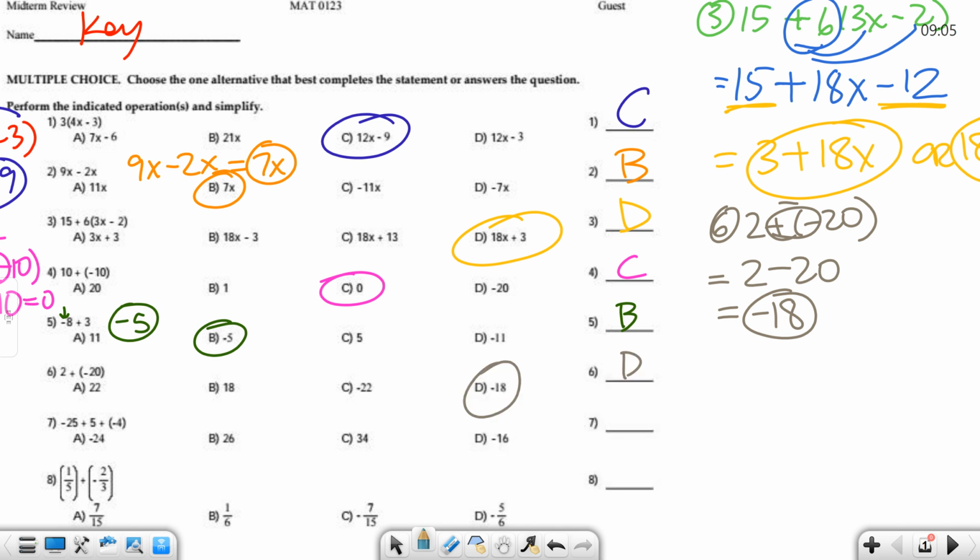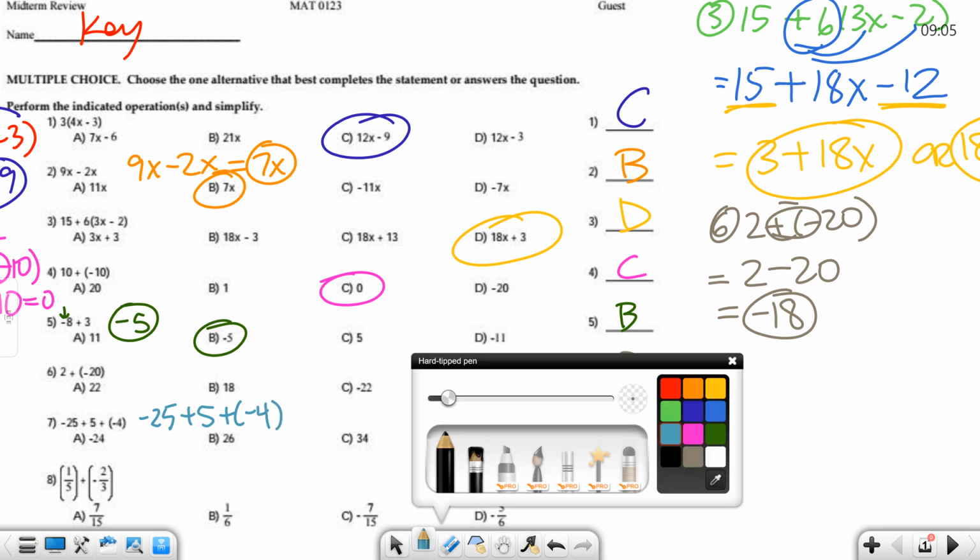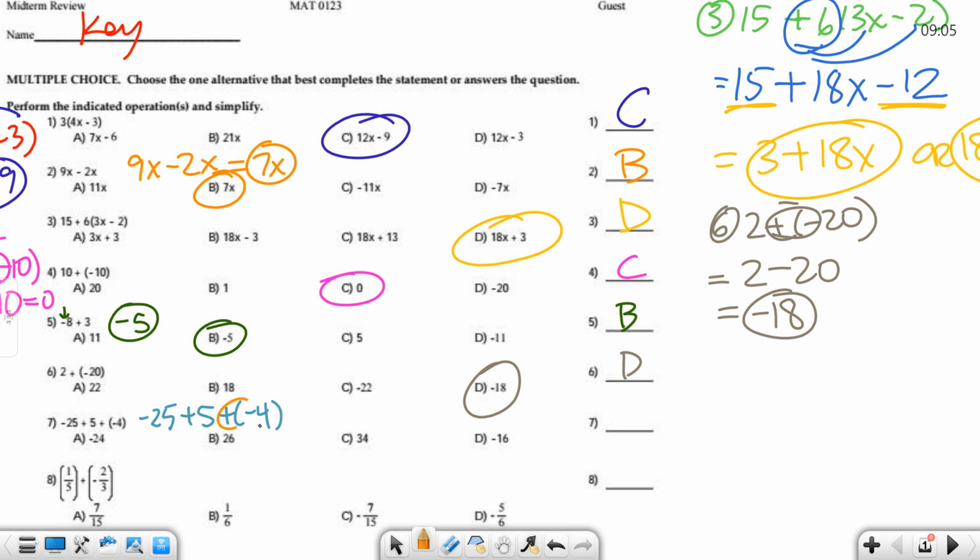So number 7 has negative 25. It has plus 5. So those are already just one sign each. We're good. What I don't like is plus the negative 4. I have plus a negative 4 if you can't read it. I don't want plus a negative 4. I want one sign right here. That's going to be a minus, right? So that's going to give me negative 25 plus 5 minus 4.